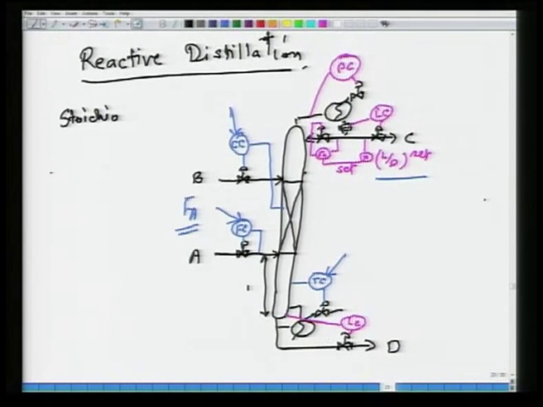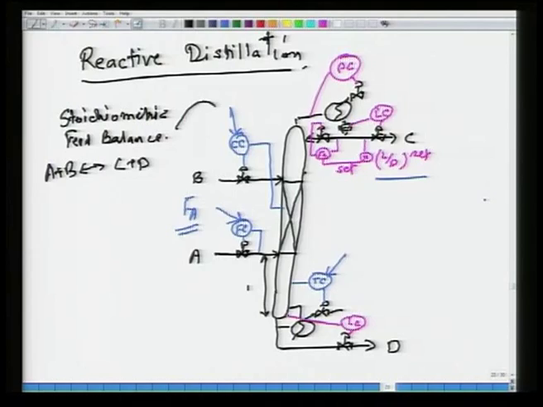So, this is called maintaining stoichiometric feed balance. Why stoichiometric? Because the reaction is 1 mole of A reacts with 1 mole of B to give 1 mole of C and 1 mole of D. Stoichiometric feed balance. Okay. That is what this guy does. And then the reflux ratio and the temperature set point here are set to ensure that the amount of reactants leaving up the top is limited, and the amount of reactants leaving down the bottoms is also limited. Okay.